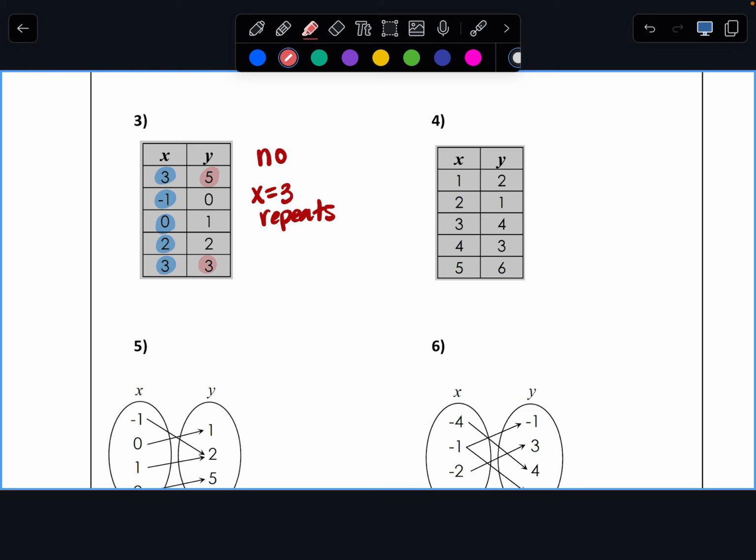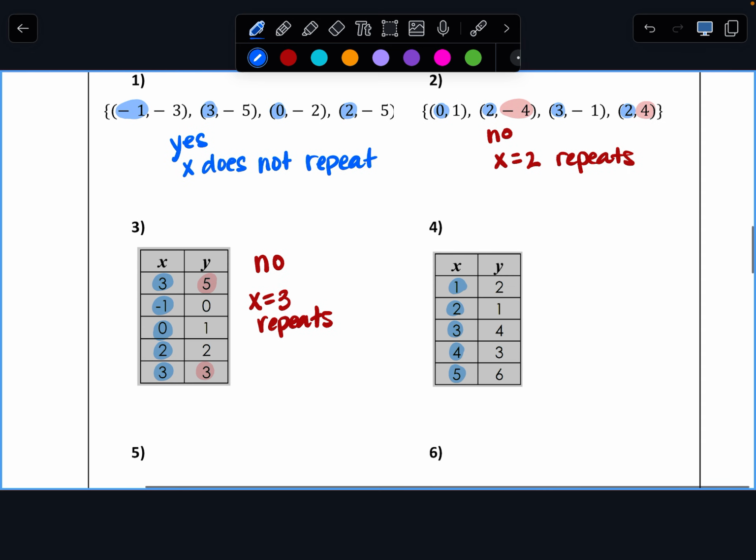Number 4, we have 1, 2, 3, 4, 5. So x does not repeat. Yes, this is a function. X does not repeat.